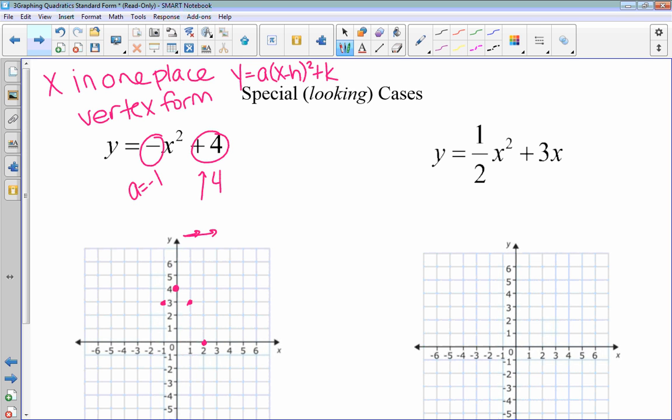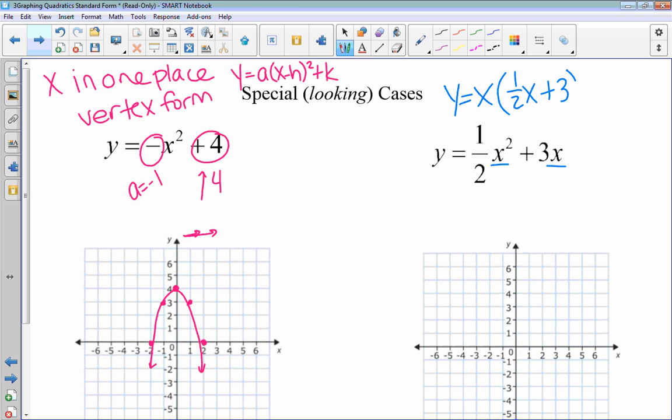And now we have our beautiful U. All right, number 2. This one we have x in 2 places. So let's go ahead and try to get it into factored form. The first thing we do when we factor is look for a greatest common factor. Now the only thing that's common here is x. So if I factor it, I get y equals x times 1/2 x plus 3.